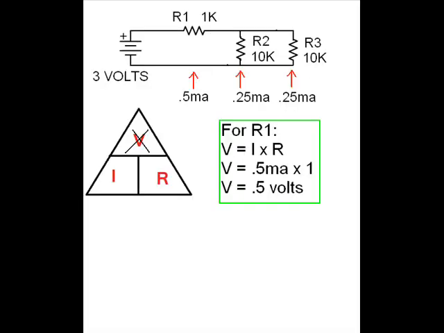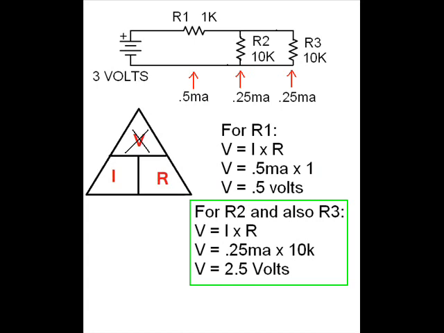Next, now that we know the current, we can calculate the voltage across the resistors. We use our triangle again, but this time we're solving for voltage. We can see that V, voltage, equals I, current, times R, resistance. For R1, we get 0.5 mA times 1K, which is 0.5 volts, half a volt. For R2, we get V equals IR, which is 0.25 mA times 10K, or 2.5 volts. In this case, R3 is equal to R2, and in parallel, so it'll also have 2.5 volts. Those are wired right across each other.